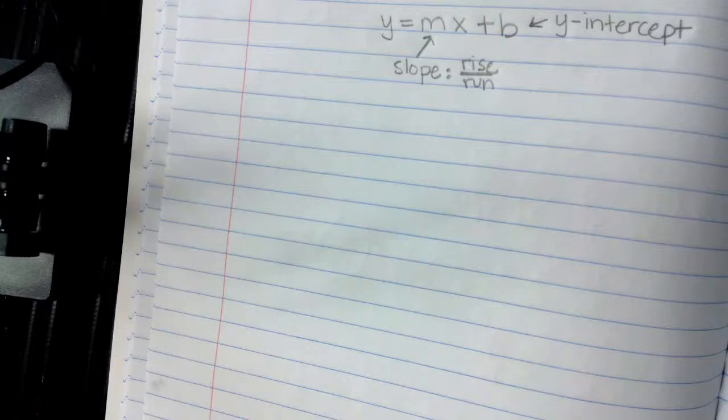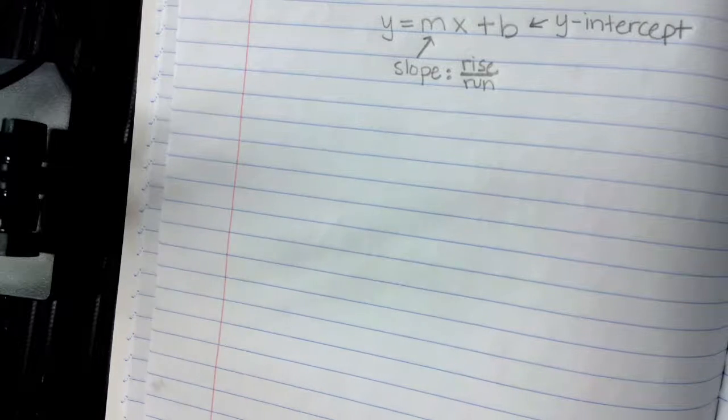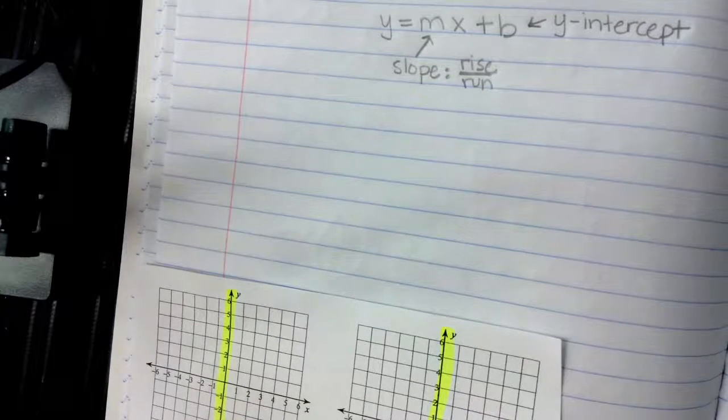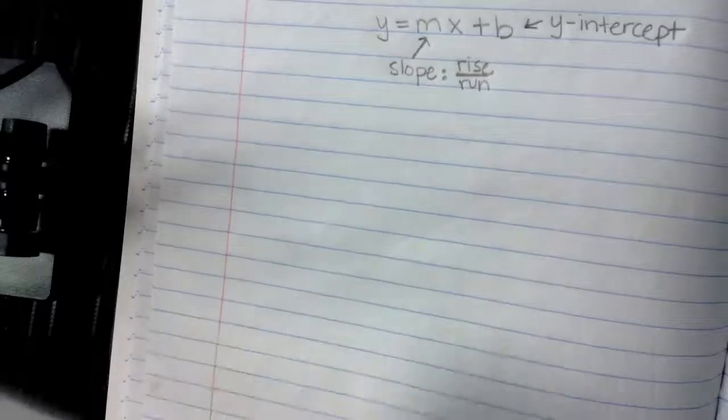There's glue sticks in your bins, there's scissors in your bins. Okay, make sure that your y-axis, the one highlighted in yellow, is going up and down, because that's the y-axis, which goes up and down.